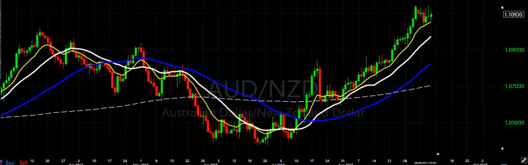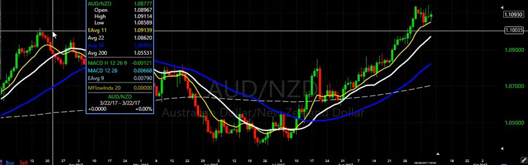So welcome to this weekly recap. We're going to just recap on some of the week's trades and what to look out for in the coming week. So the first pair that we're dealing with is the Australian dollar, New Zealand dollar.